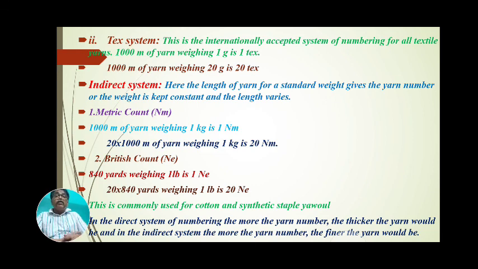Second is the British count, that is NE. In the metric count, 1,000 meters of yarn weighing 1 kg is 1 NM. NM means metric count. 20 times 1,000 meters of yarn weighing 1 kg is 20 NM. This is called the metric count system. Second, the British count system, that is NE.